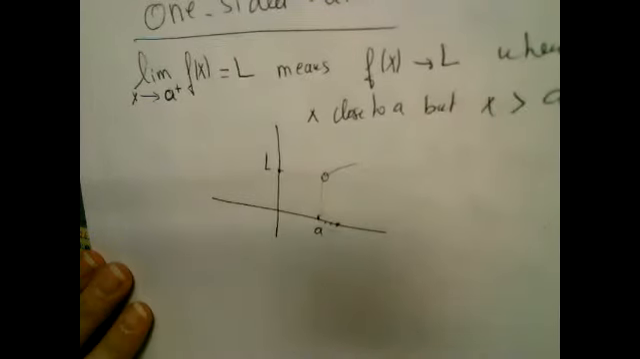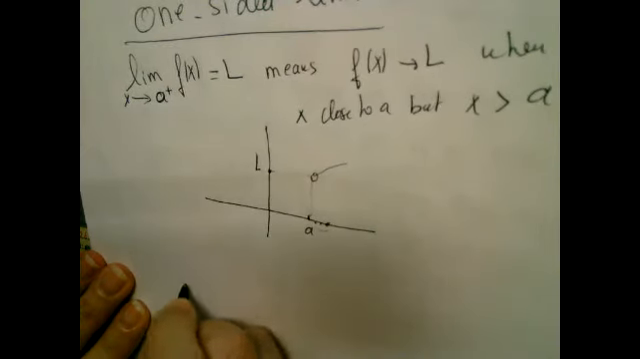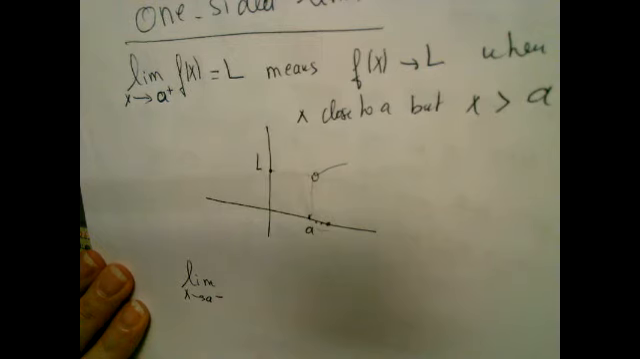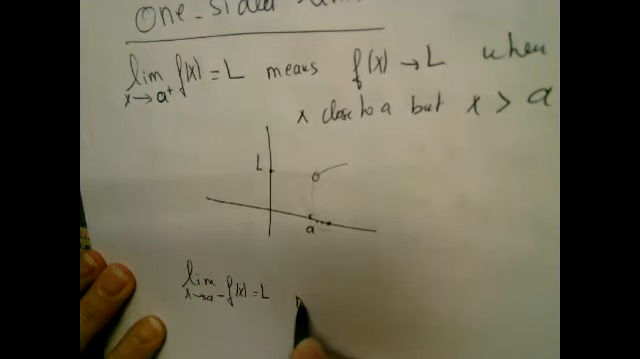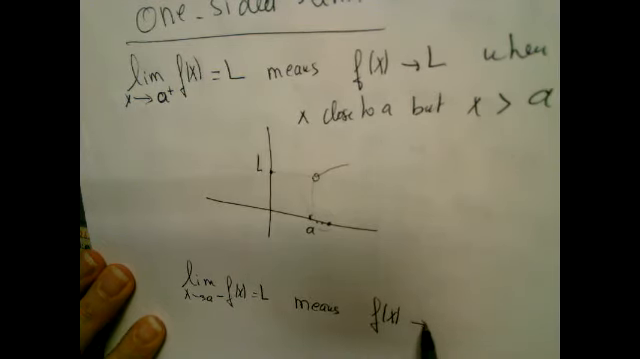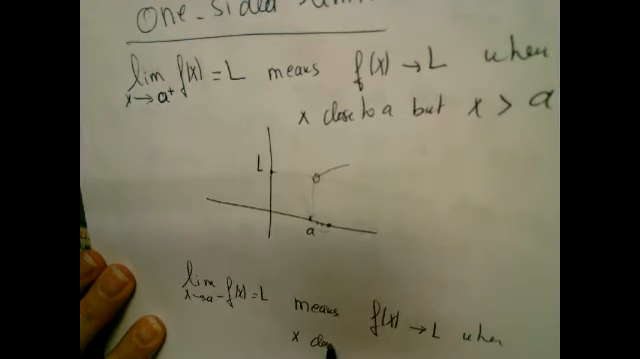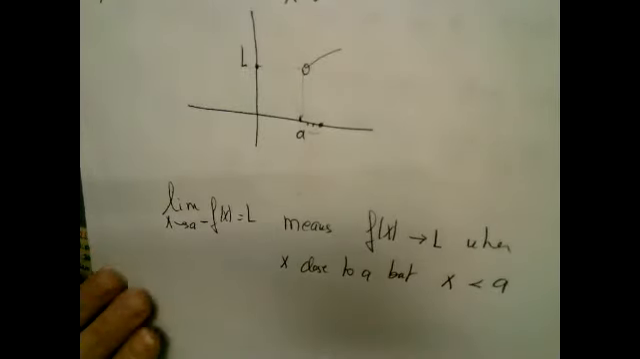Now, by the same token, we say that the limit as x becomes close to a from the negative of f of x equals L. This means that the output values become close to L when x becomes close to a, but strictly less than a. It means from the left. So we say that the limit is equal to L when x becomes close to a from the negative.